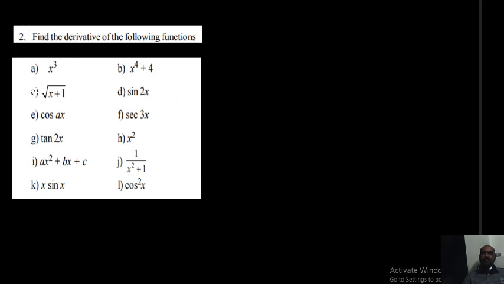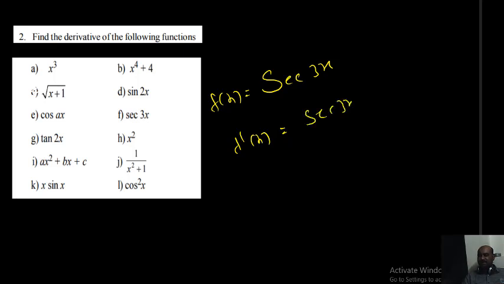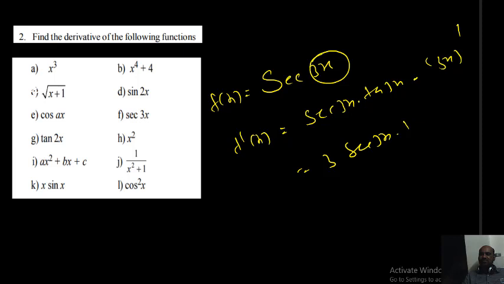Yeah. Secant 3x is given. F of x is secant 3x. So f dash of x I want. Secant x differentiates to secant x into tan x. So secant 3x into tan 3x, into the differentiation of the inner function 3x. That is 3 into secant 3x into tan 3x, the differentiation of this function.